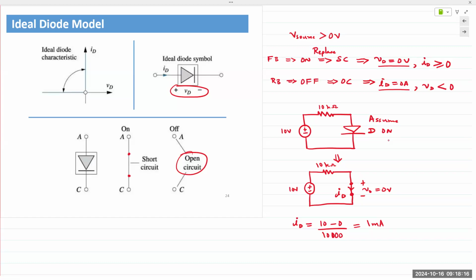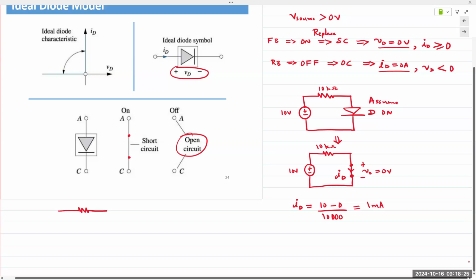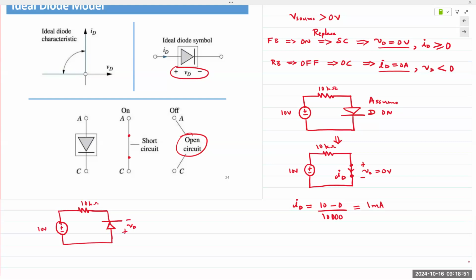What if the diode was connected the opposite way? Meaning like this. What would my assumption be? What would you assume the diode is? What state is it in? Is it forward bias? Is it reverse bias? Reverse bias, yes. You will assume the diode is reverse bias.